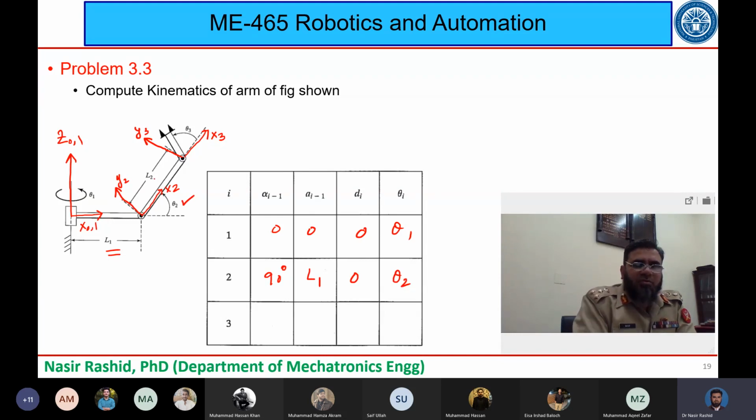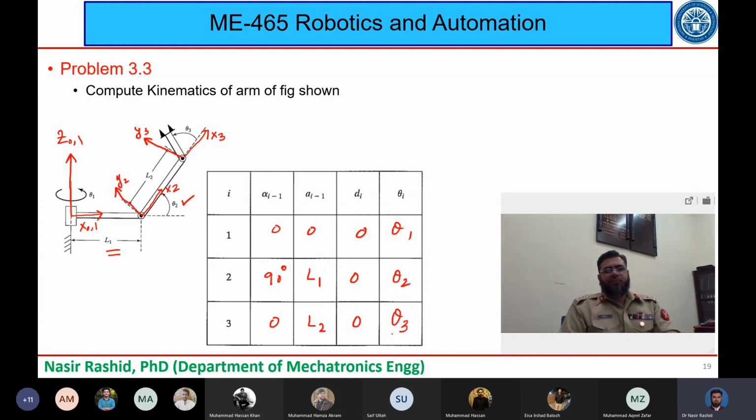Now go to 3 and 2, के दरमियान दोनों के z जो है वो अलाइंड है, so there is no link twist. However there is a distance between two which is L2, there is no offset, but however there is an angle theta 3 between them.